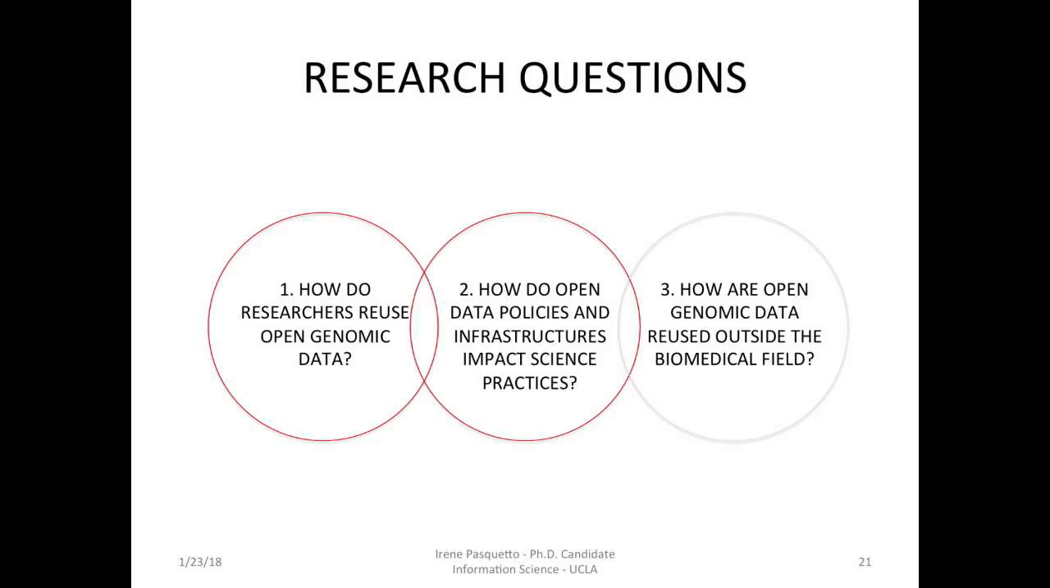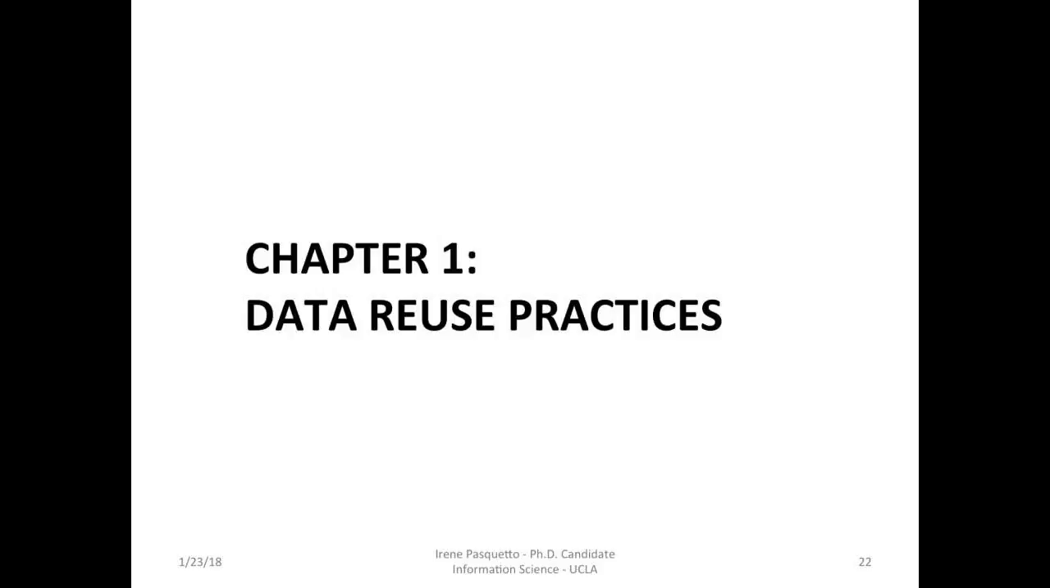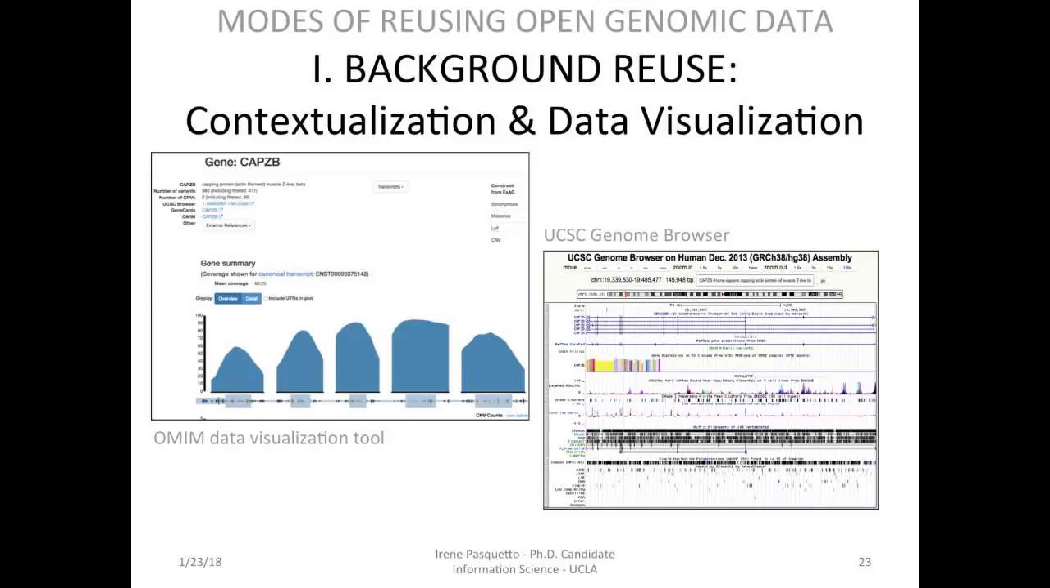Okay, so just to remind you what my research questions were about. My main goal is, first of all, to understand how the scientists are reusing this data. So, data reuse practices. I immediately noticed that scientists, when they were talking about how they use the data and when I posed these questions, were referring to different things. Some of them were giving me an answer that didn't have anything to do with some other answers.